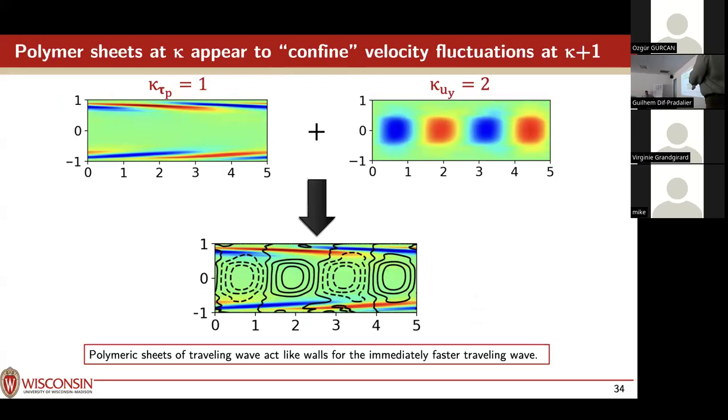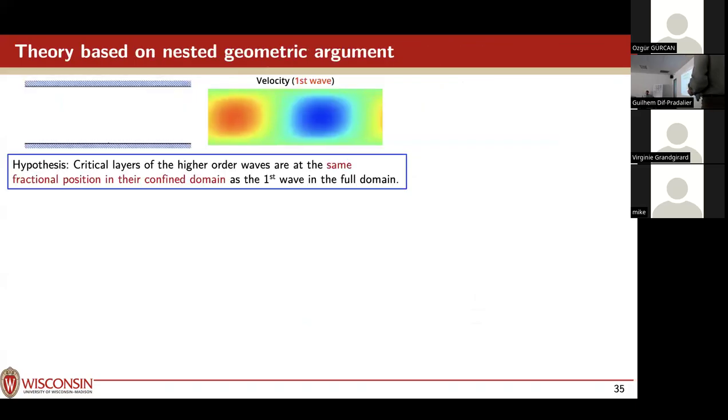What's most interesting is that this is the stress fluctuation from the first peak. This is the velocity fluctuation from the second peak. And that velocity fluctuation fits right inside the critical layers from the first peak. And the same thing continues to happen.